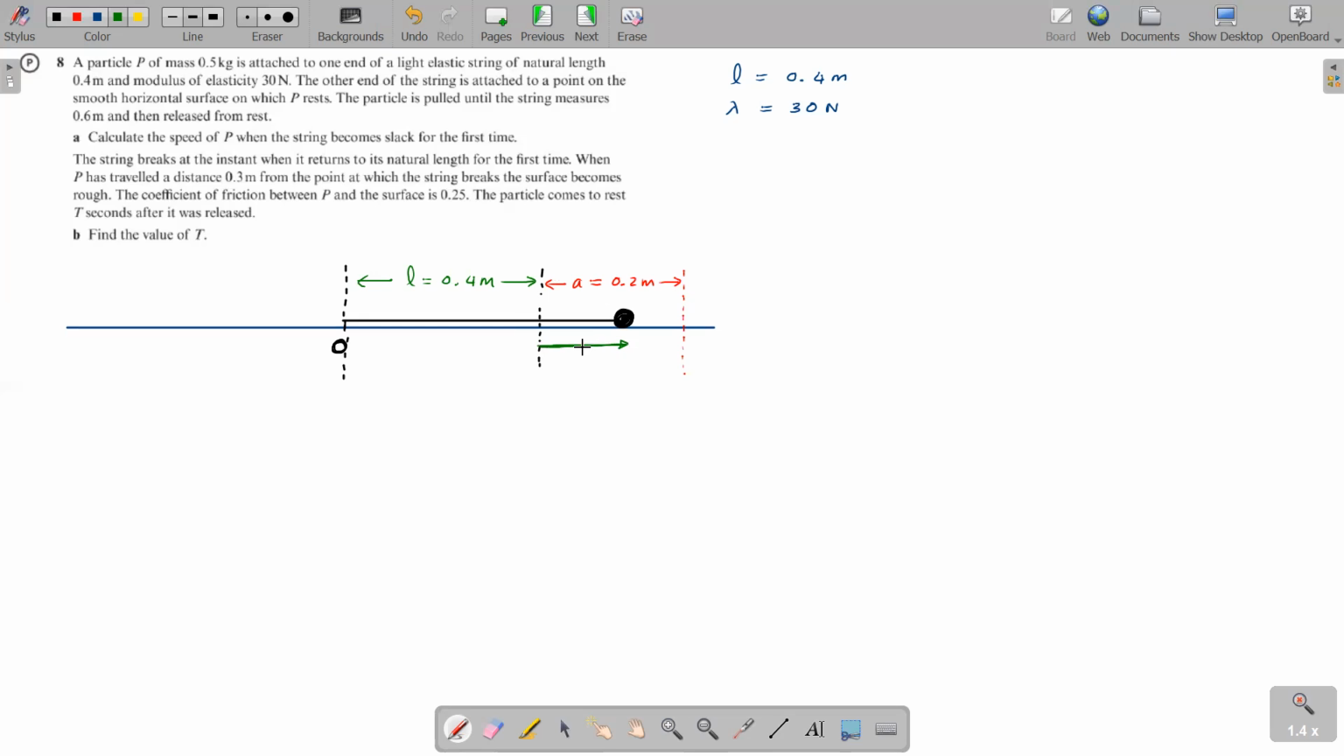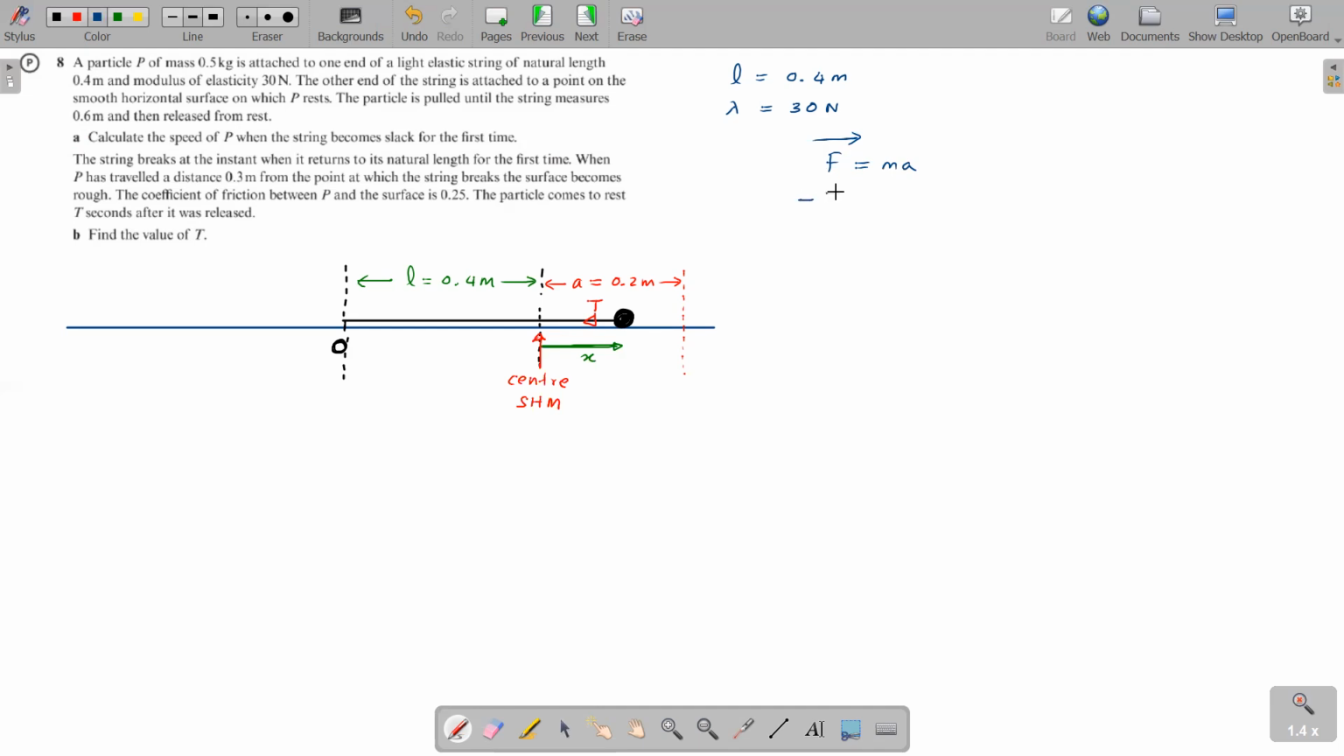And then we take this distance as x, measured from the center. This is x, and this is the center of the SHM. So let's apply F equals ma towards the center, away from the center, right? So you have tension towards the center.